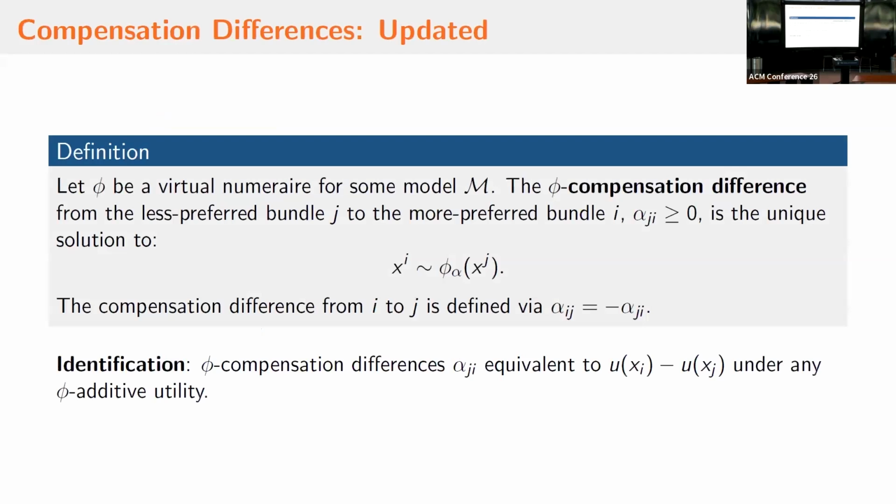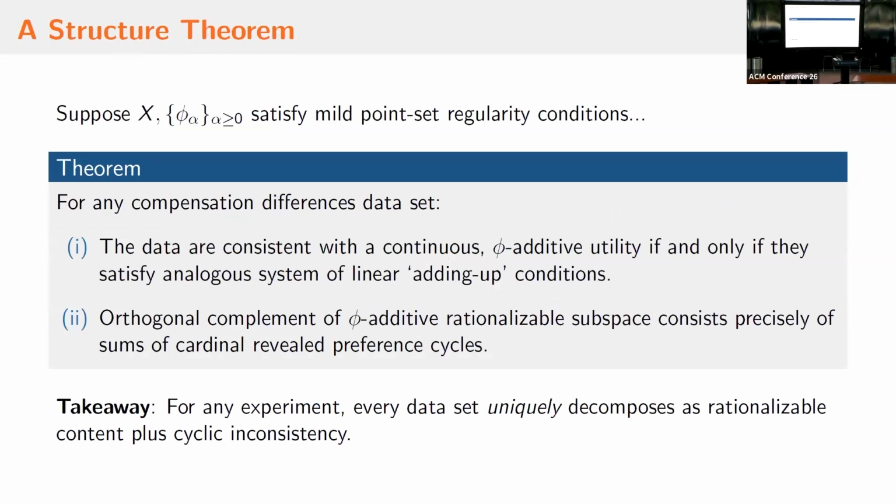The takeaway from this is that we can do compensation differences using virtual commodities. In the Cobb-Douglas world, we'll allow virtual numeraire scaled bundles. I say, here are two bundles: how much do I have to proportionally scale up the less preferred bundle to make you indifferent with the more preferred bundle, for example? And when we get willingness-to-pay data, compensation differences in a virtual commodity, all of the results that we saw in the quasi-linear world remain true in full generality.